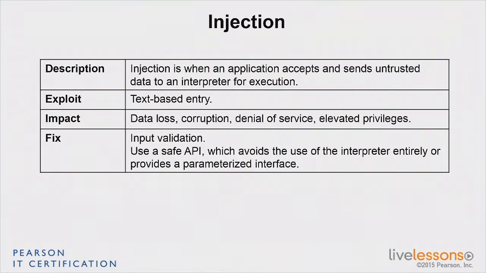The second is injection. Injection is where an application accepts and sends untrusted data to an interpreter for execution or to a processor for execution. The exploit is often just a text-based entry. The impact can be data loss, corruption, denial of service, or elevated privileges. The fix, once again, is input validation, or using safe APIs, application programming interfaces, which avoids the use of the interpreter entirely or provides a parameterized interface.